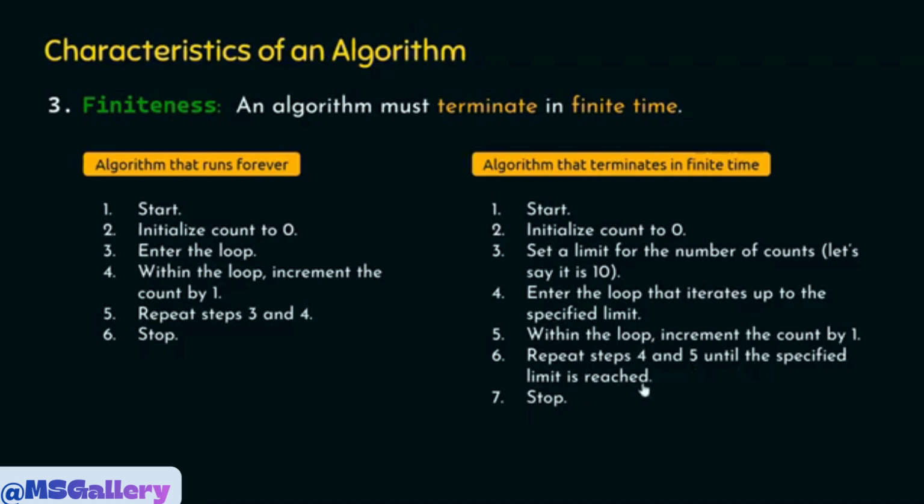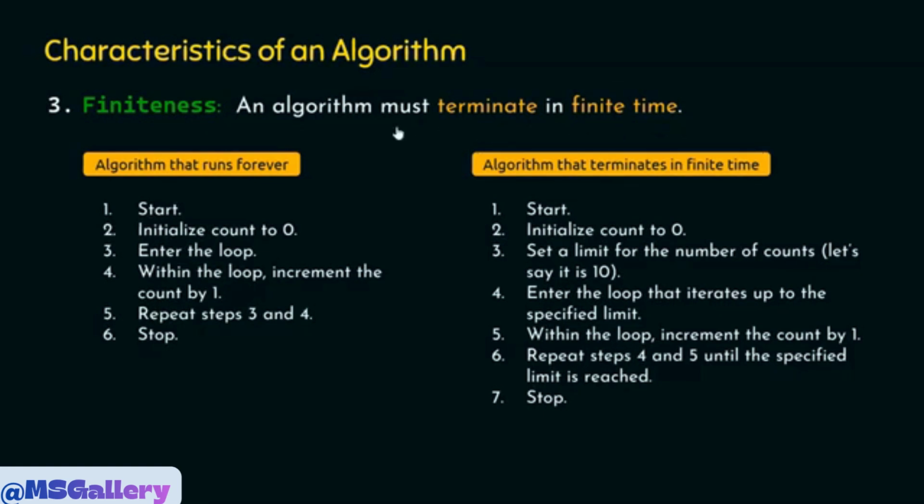What was the limit? The limit was 10. So we will repeat these steps 10 times. And this means that the algorithm will terminate in finite time. It will not run forever. So this algorithm is considered valid, while the other algorithm is invalid. So an algorithm must follow the finiteness characteristic, that is, an algorithm must terminate in finite time.